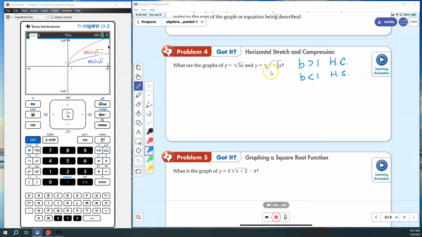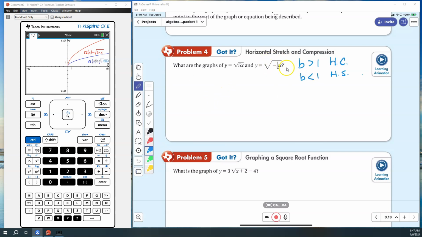For problem 4, we notice we have the parent function. You have the 5 there, which is acting like the b. And you know it's greater than 1, and it's going to be considered a horizontal compression. Horizontal means it's moving in the horizontal direction, and you notice that it's coming closer to the y-axis, so that's why it's called horizontal compression.